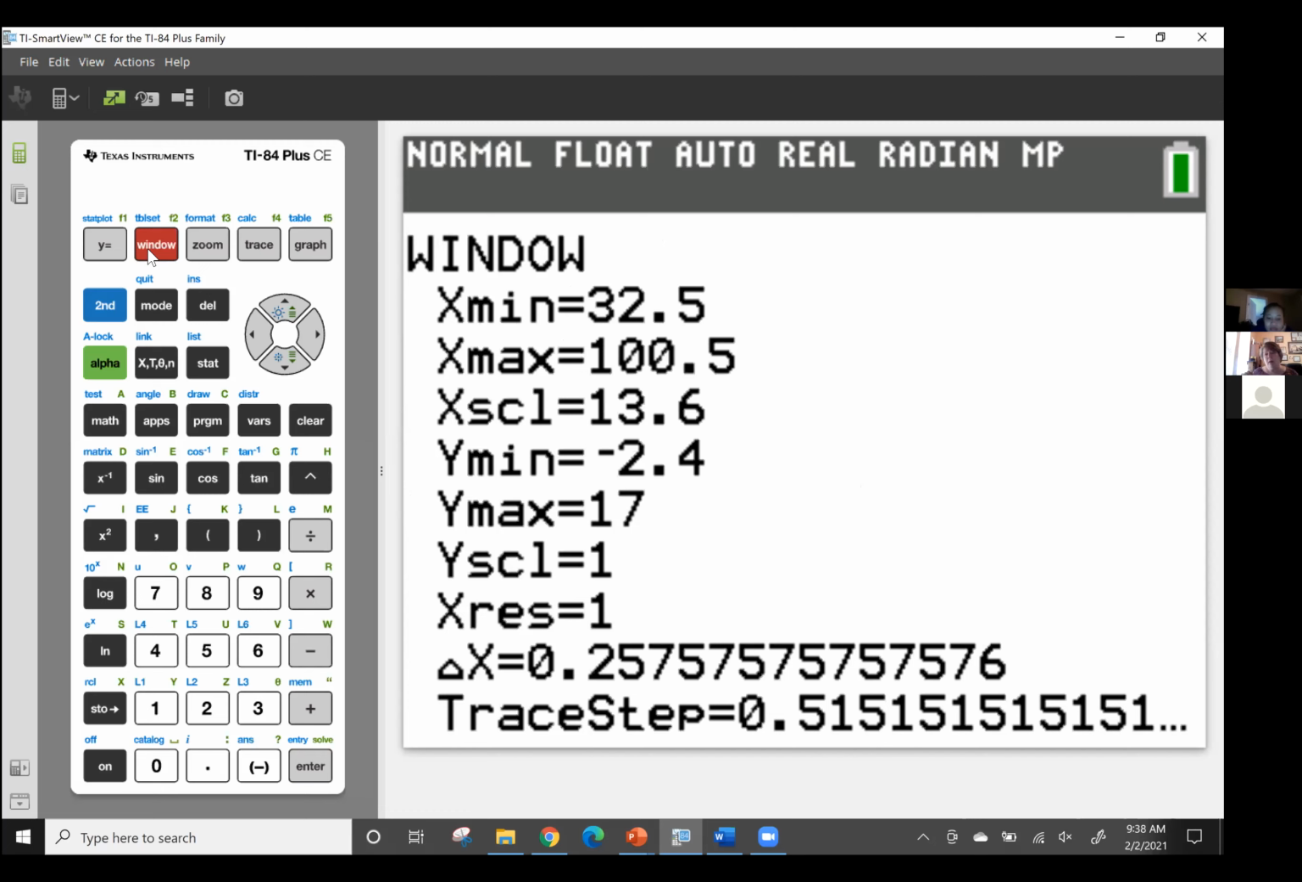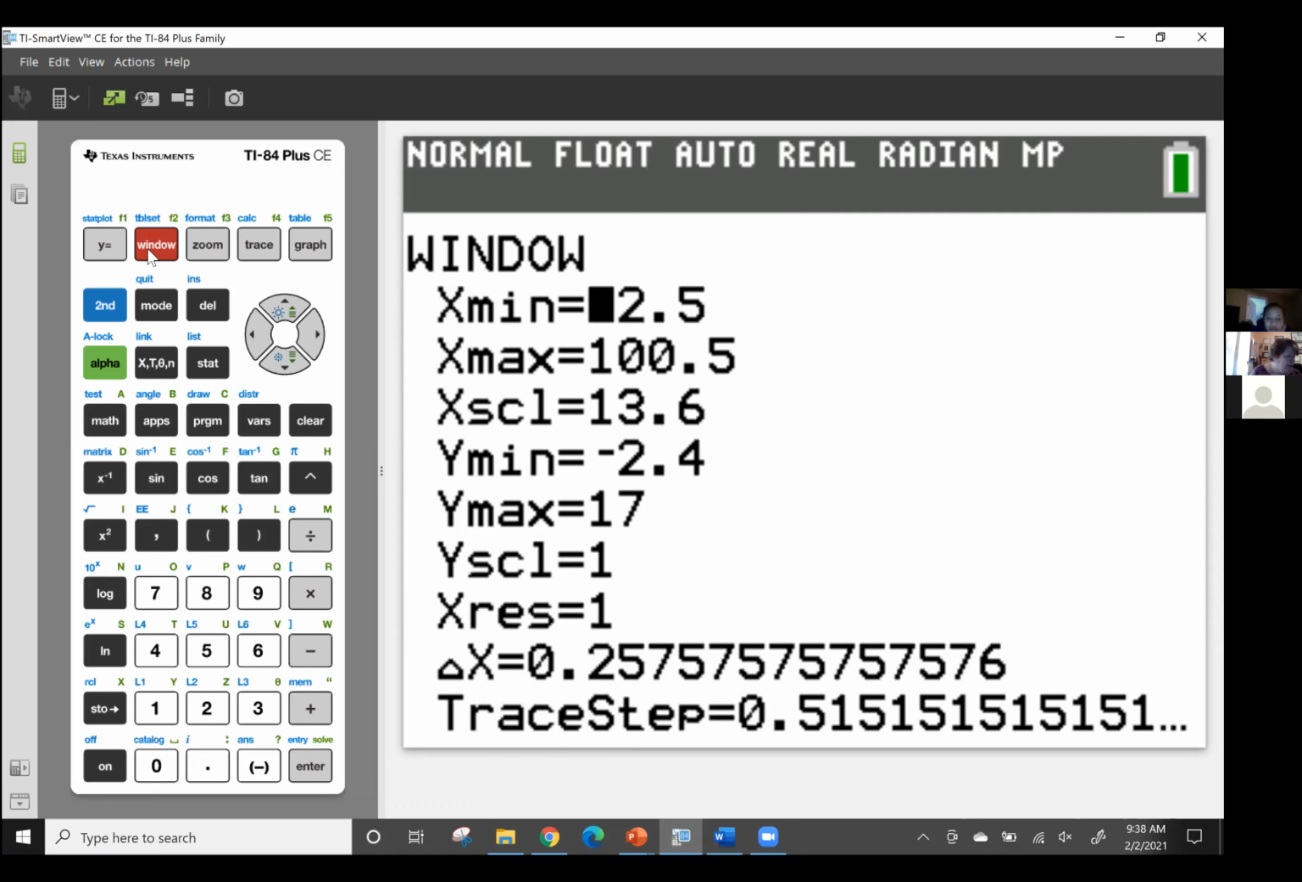And so my smallest data value was 33. So I'm going to start my window in the X direction a half a point below that, which is typical of what we do with histograms. So I'm going to start my graph at 32.5. My largest value was 100. So I'm going to end my window at 100.5. Now the scale, the 13.6, was found by taking the difference in the maximum and the minimum window and dividing it by the number of bars I wanted in my histogram.